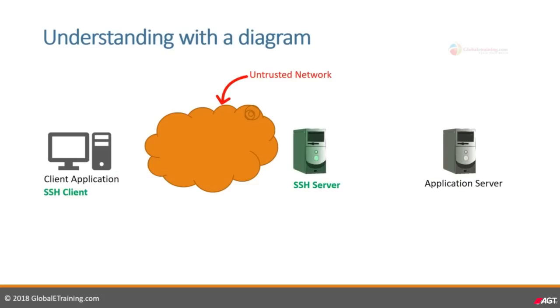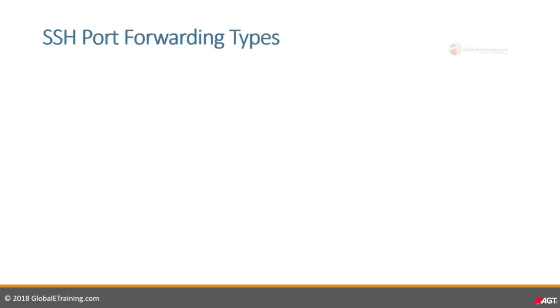It will sit right in front of the application server. Now, the client application would first establish an SSH session to the SSH server, and then the client machine will communicate to the application server through the SSH server. The next couple of videos should add more clarity to this concept. When it comes to SSH port forwarding types, we have local forwarding and remote forwarding.